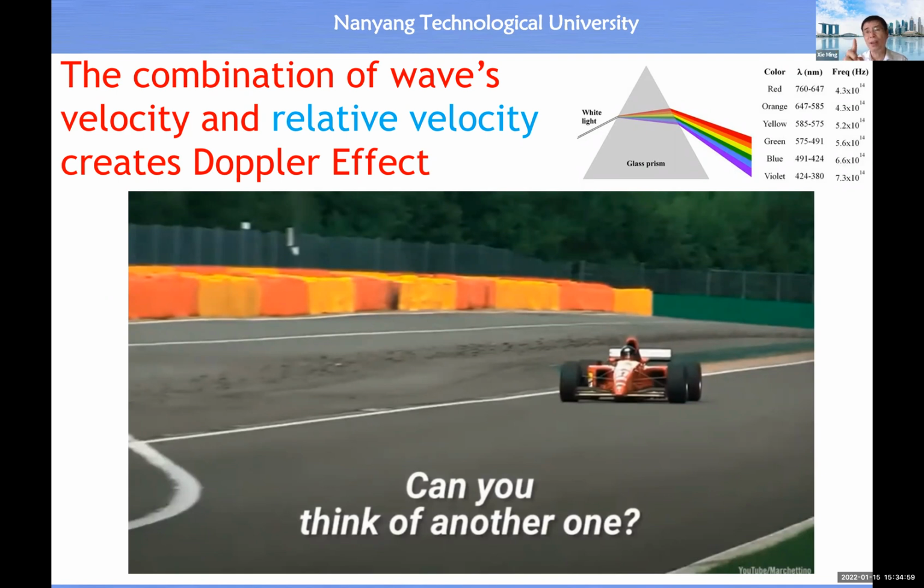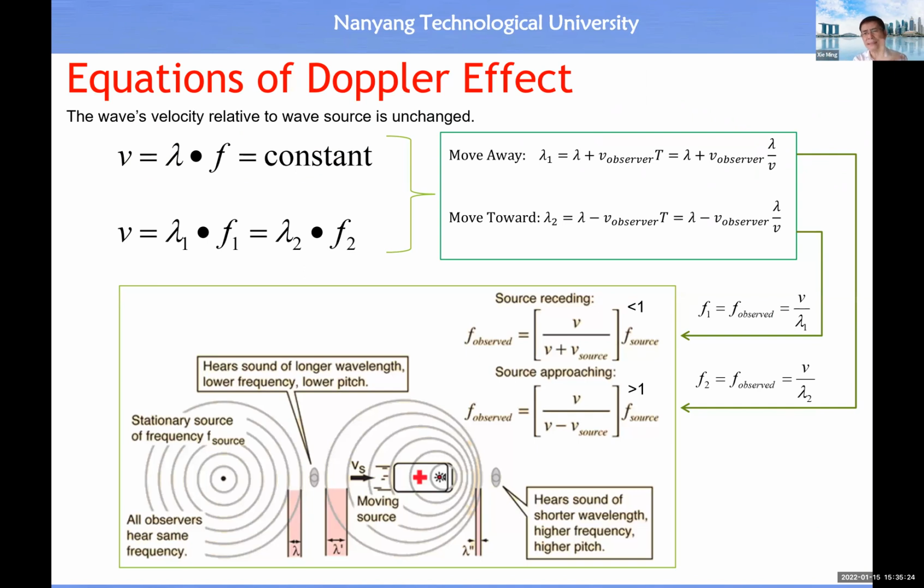Because the red light has a longer wavelength than the blue light. So when the color shifts toward the red side, then the frequency will reduce. Based on this observation, we can make a conclusion about the expansion of the universe. And then based on this observation, what should be the equation behind the Doppler effect?